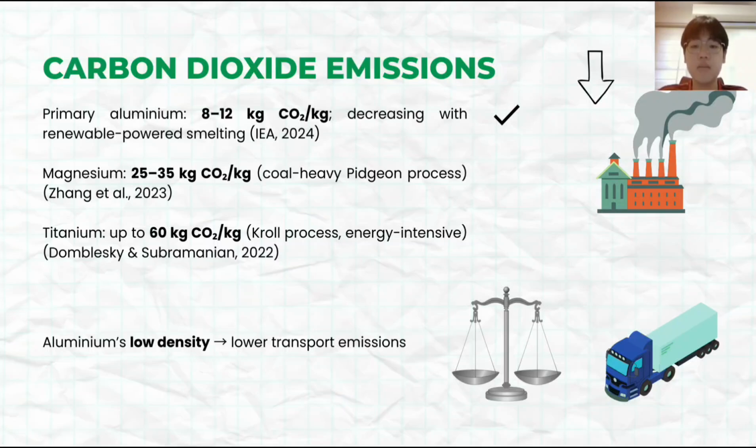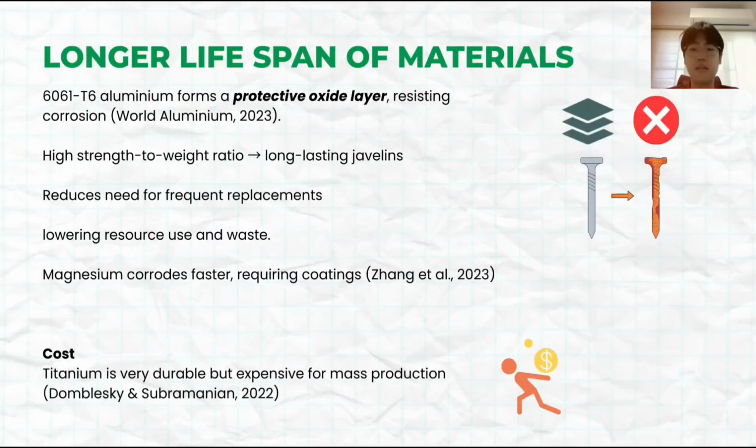Besides that, aluminium also has a low density, which means transporting aluminium javelins requires less fuel. This helps reduce carbon dioxide emissions throughout the product's life cycle, especially when shipping in large quantities.